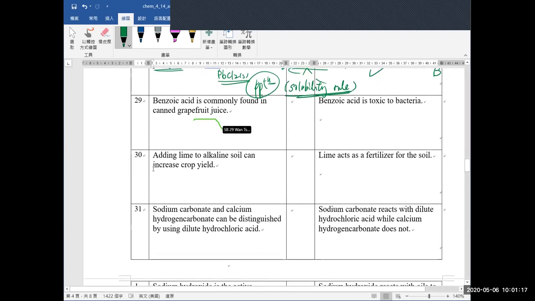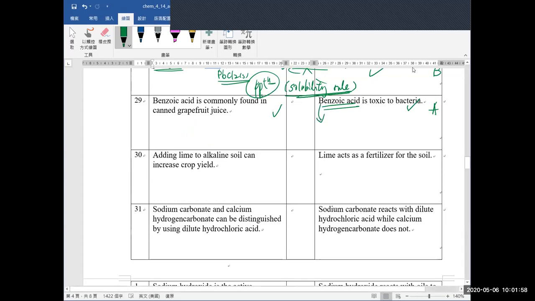Benzoic acid is commonly found in canned grapefruit juice. Something like, yes, that's right. Do not try to put a question mark in your answer. Be confident in yourself. Benzoic acid, what is that? What is the role of benzoic acid in the processed food? Do you know?